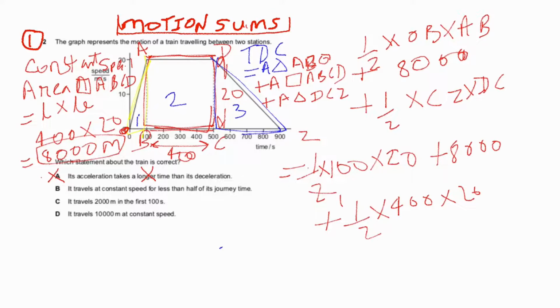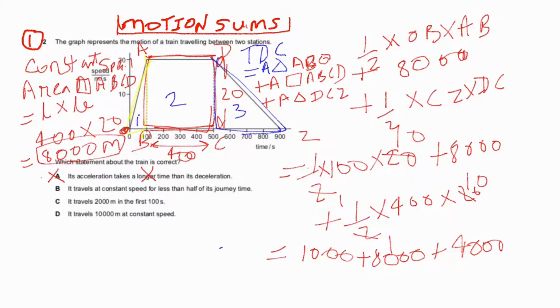Here 2 ones are 2, 2 ones are 2, 10, and here 2 ones are 2, and 2 ones are 2, 10. So this will become equal to 1000 plus 8000 plus 4000. So it is coming to 8 plus 4 plus 1, that is 13, so 13,000. 13,000 meters is the total distance that the train has traveled.